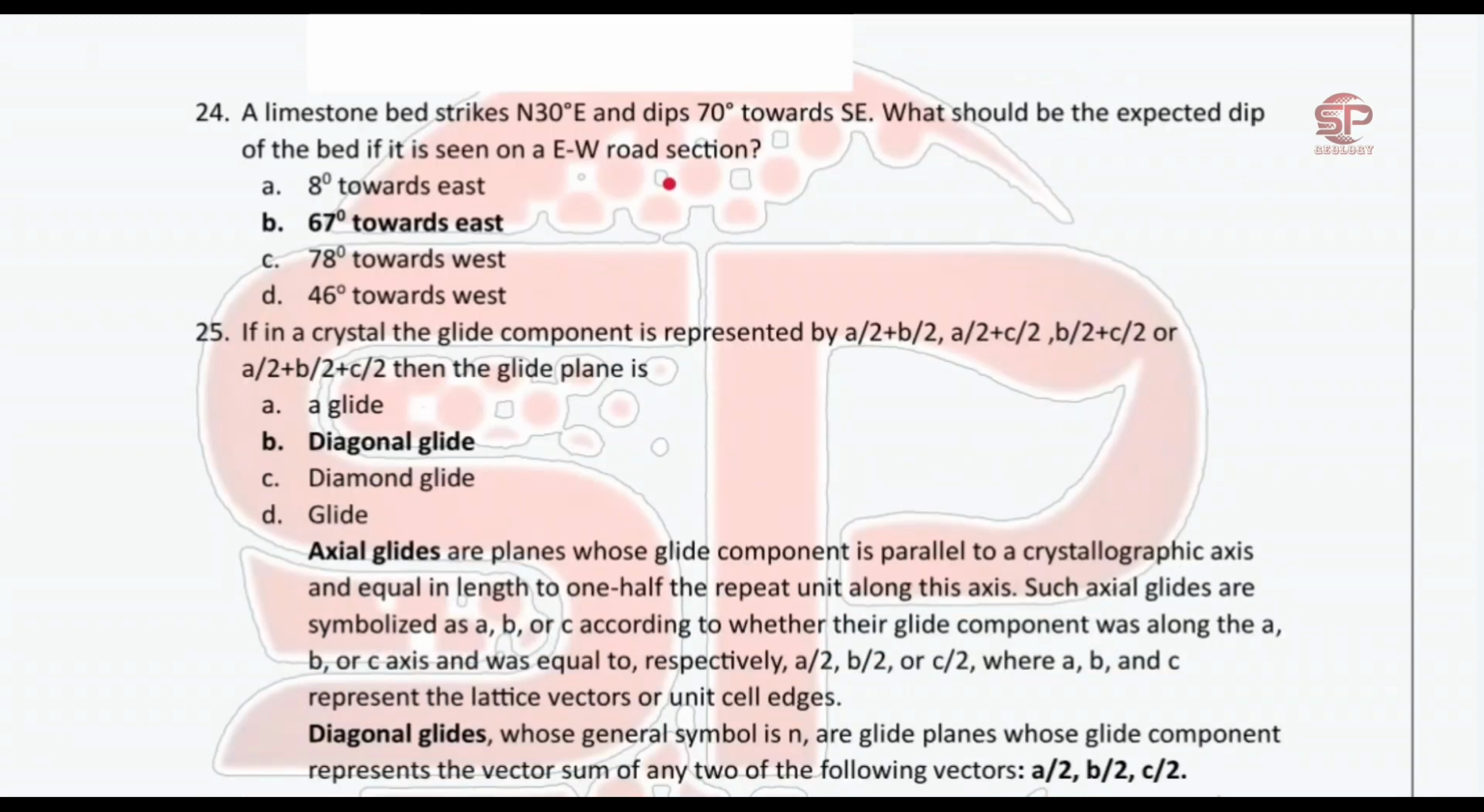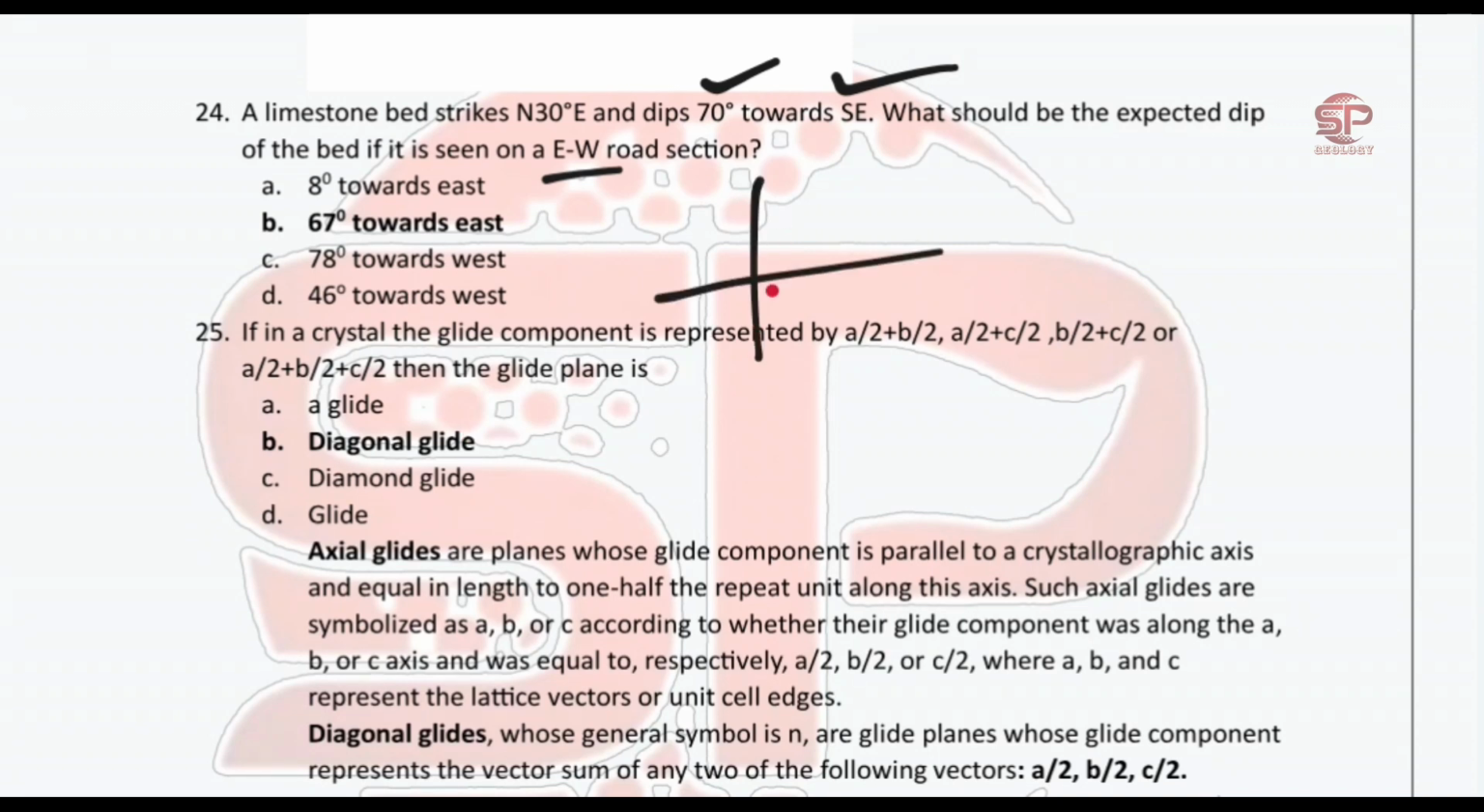As you see, there is no calculator given, so you can also solve it this way. The bed is dipping towards southeast. So that means in an east-west road section, the dip towards southeast means towards east. So you will never find the dip towards west. It is asking about the east-west direction, but the true dip direction is towards southeast. So that means you will never find any dip in between them which is greater than 70 degrees, because 70 degrees is the true dip.